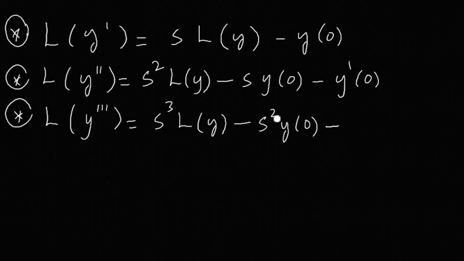That is minus, again s power is decreased. So it will be y dash of 0. Again minus, that s also disappears because s power 0 is 1. So f double dash of 0.